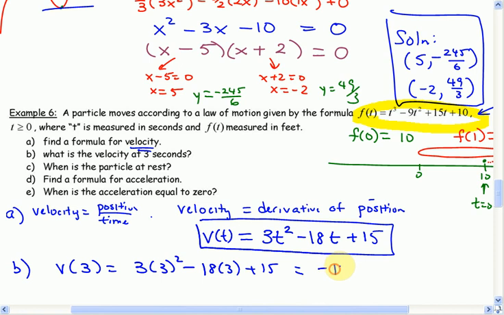By the way, what's our units here? Negative 12 what? Oh, read the question. We are American today. Feet per second. Okay.